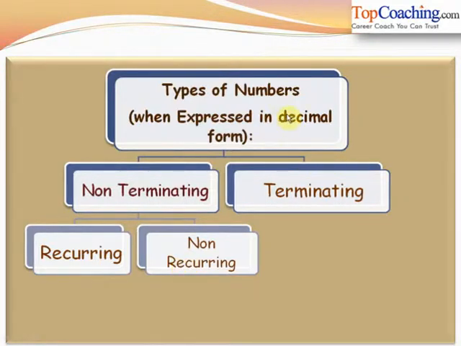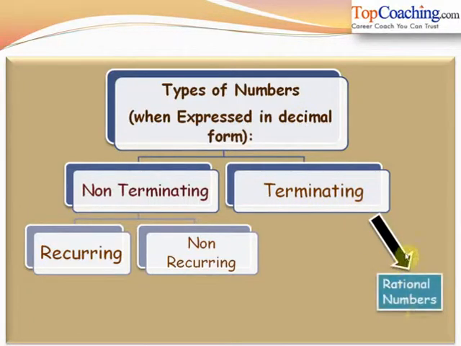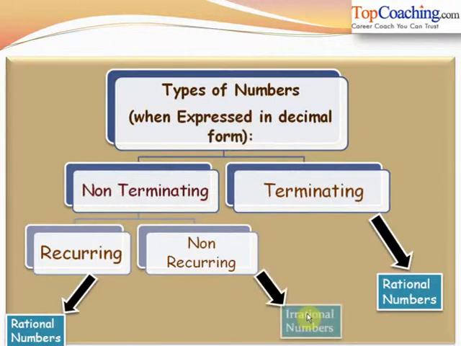Now, if any number that is represented in the decimal form is terminating, then all such numbers belong to the set of rational numbers. So any number which has a terminating decimal representation is a rational number. Now further, for the case of non-terminating numbers, there are two cases, recurring and non-recurring. If the non-terminating decimal representation is recurring, then it is also a rational number. So all such numbers which are non-terminating as well as recurring are known as rational numbers. And we have been left with one category, that is non-terminating and non-recurring. Such numbers are known as irrational numbers.